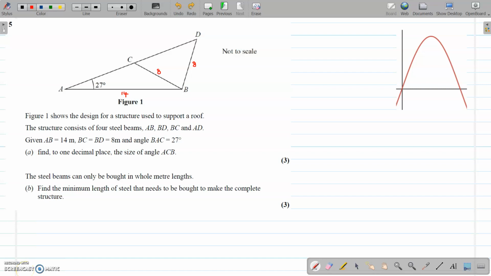Welcome to question 5 of the Year 12 PPE. This question, when you first look at it, appears to be about the sine and cosine rule.